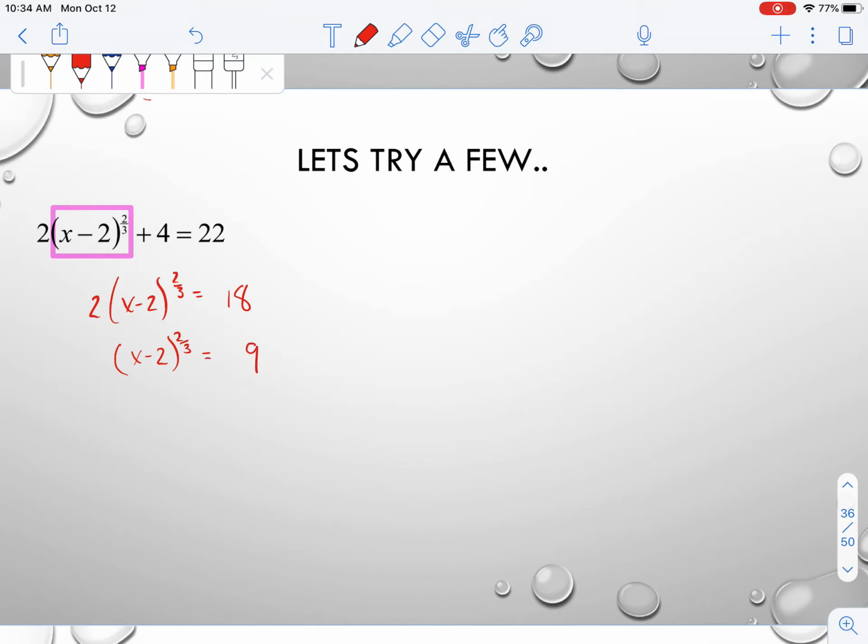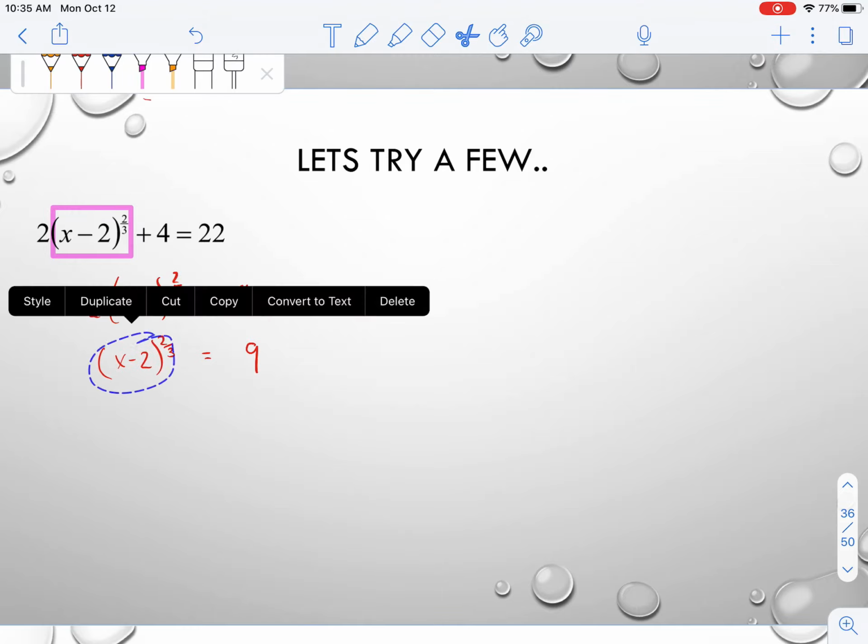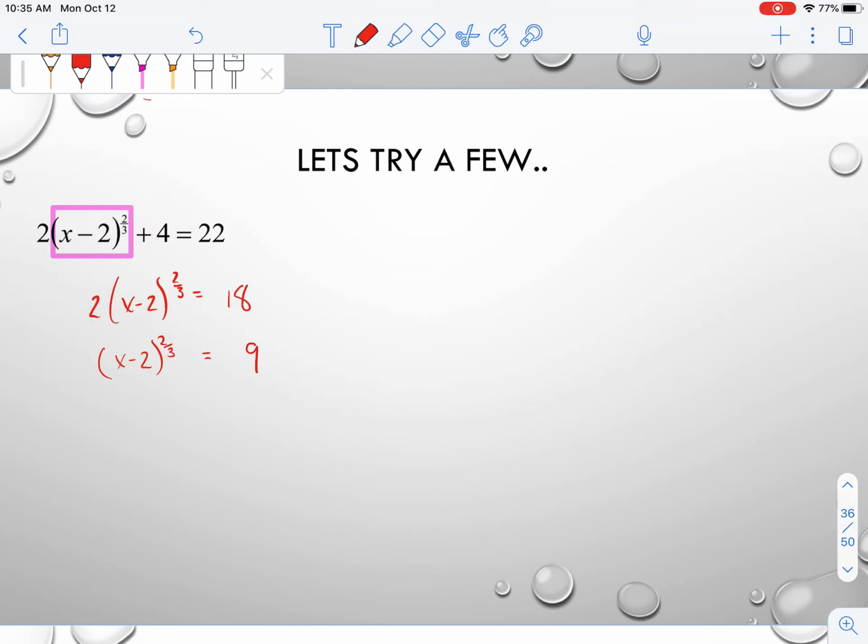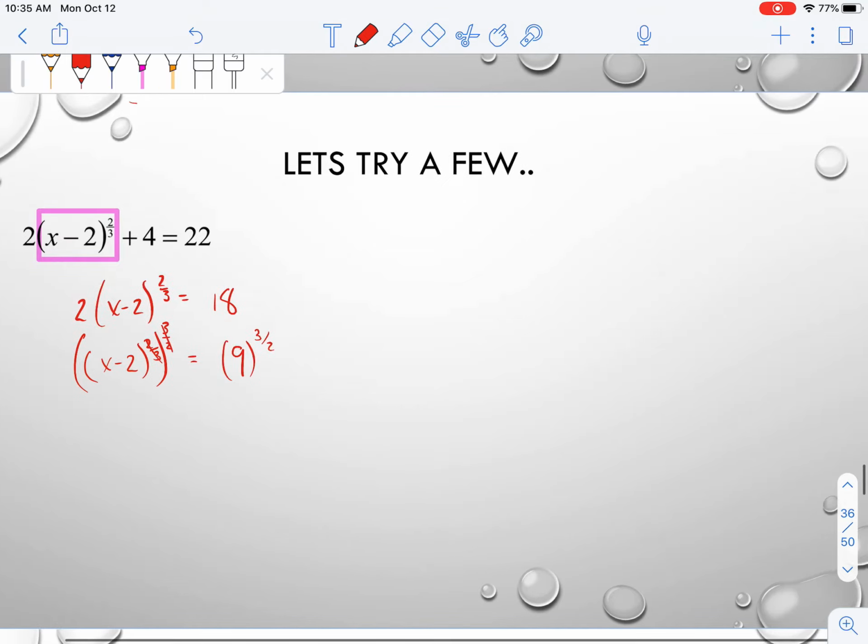Now I want to raise both sides to a reciprocal power. So the reciprocal of 2/3 is going to be 3/2. So I want to raise both sides to the 3/2 power. On the left, they're going to cancel one another out, leaving me simply with the x minus 2. On the right, I have 9 to the 3/2 power.